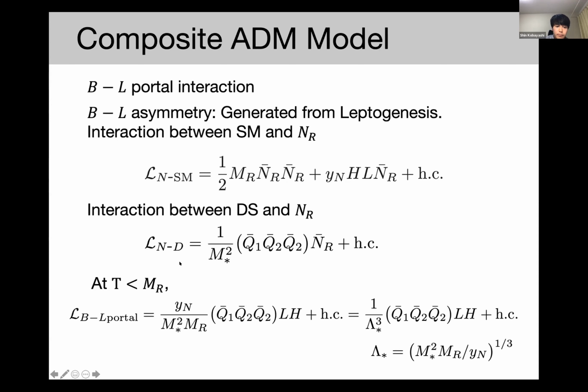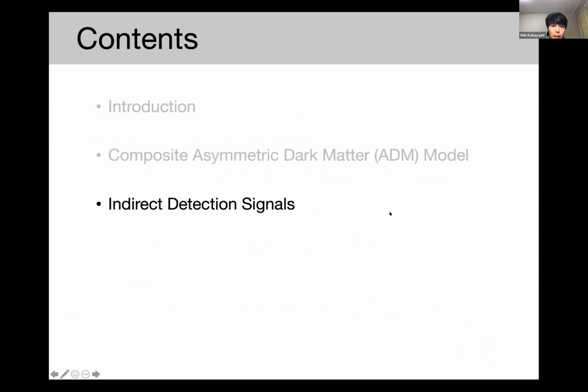At temperatures lower than the right-handed neutrino mass, we can integrate out the right-handed neutrino, which leads to the B-violating interaction between the dark sector and the standard model sector. This is the overview of our composite asymmetric dark matter model. And then let's move on to the indirect detection signals.